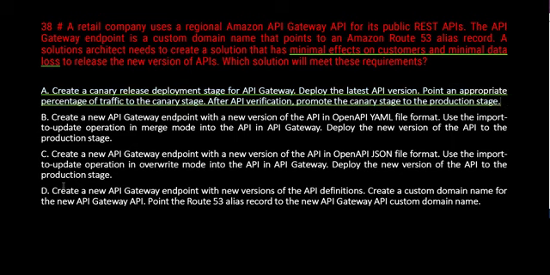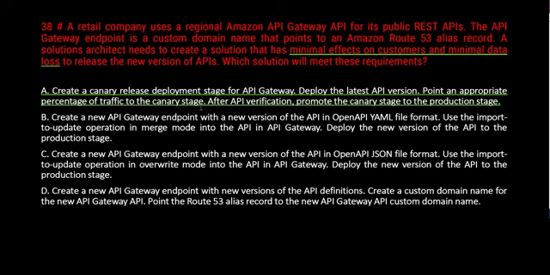Let's look at others. They're asking you to create a new API Gateway endpoint with a new version of the API in OpenAPI YAML file format. Use the import to update operation in merge mode into the API in API Gateway. Deploy the new version of the API to the production stage. Okay, so basically what they are saying is you leave alone whatever old API you have, completely create a new gateway endpoint with a new version, and then import to update operation in merge mode into the API in API Gateway, and then they deploy the new version.